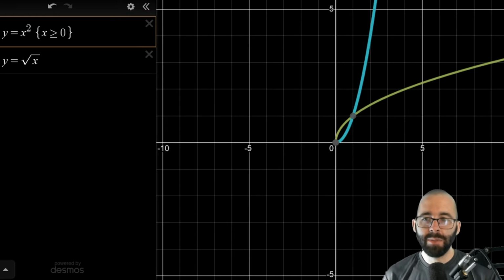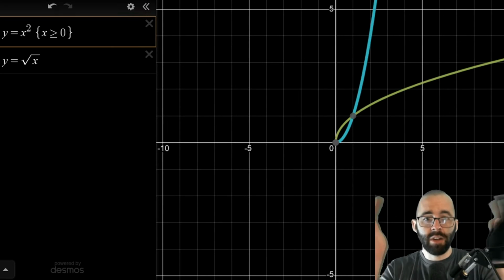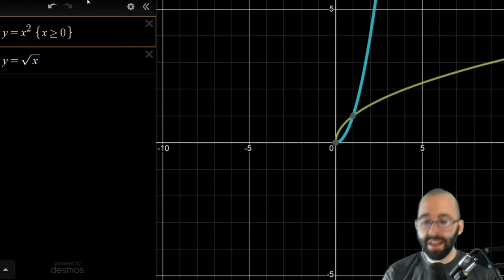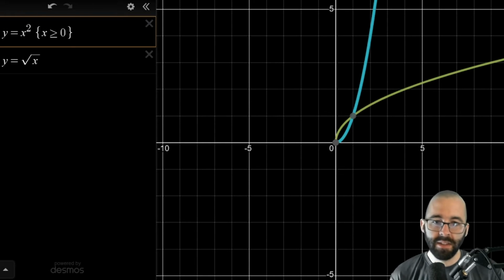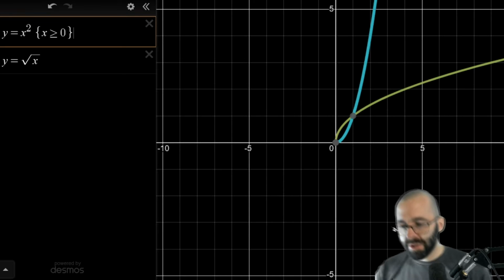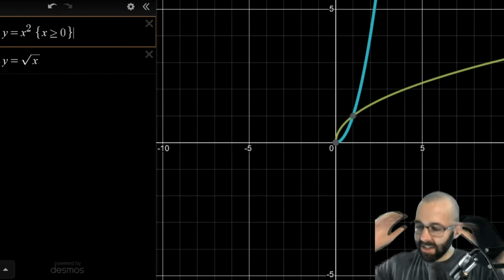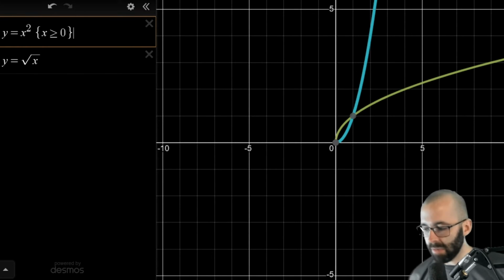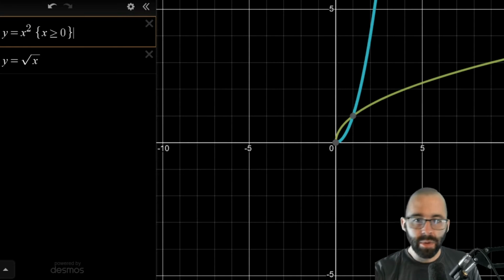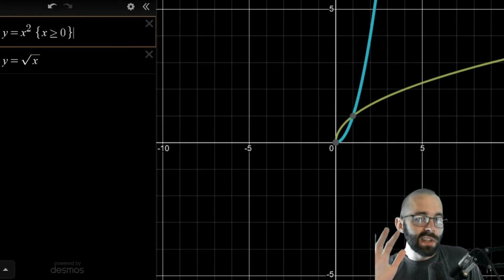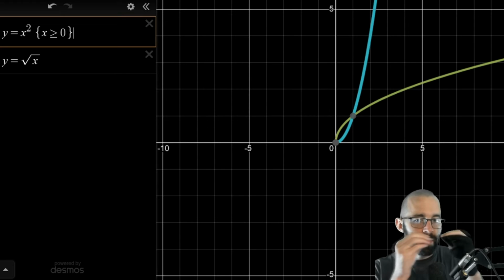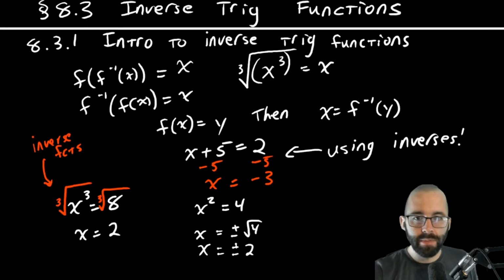So that's what we're going to end up doing with sine and cosine. We're going to restrict the domain to make them pass the horizontal line test. Okay, so that's a big introduction. Let's get into some more concrete things and get into some lingo, and then we're going to come back to this issue of restricting the domains once we have a little bit more concrete stuff to work with.